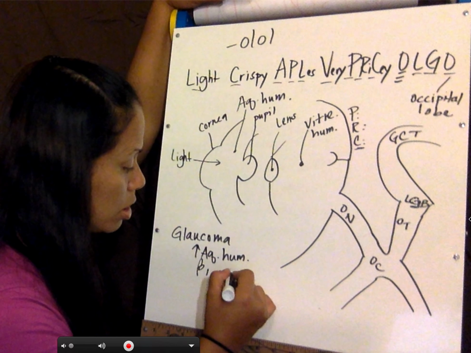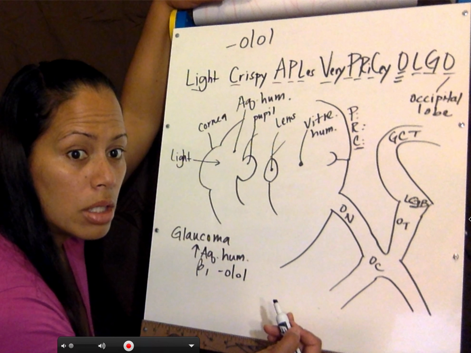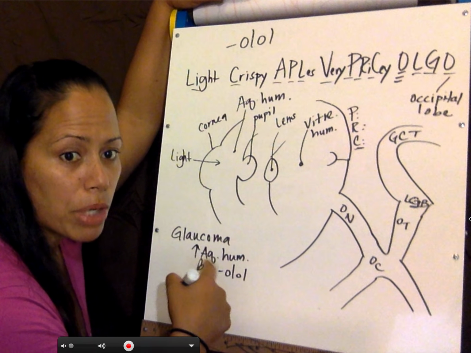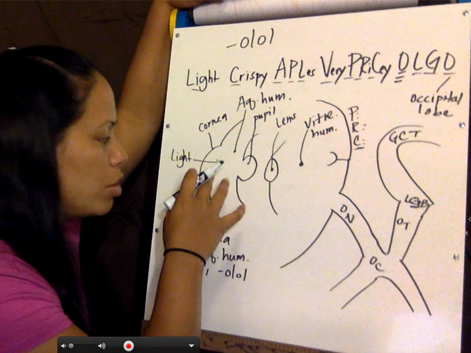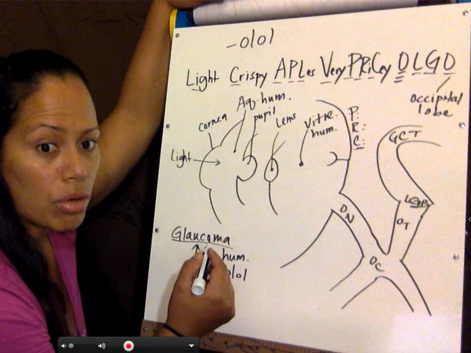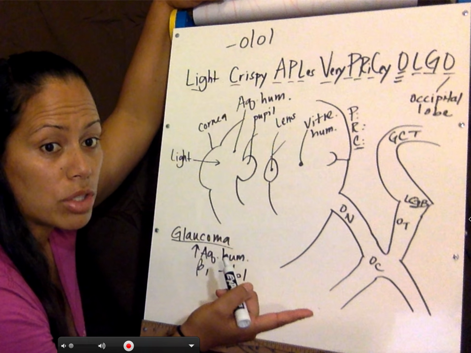Beta 1 blockers like timolol, right? Timolol blocks the production of aqueous humor and decreases the amount of pressure that's found in the eye because you decrease the amount of fluid that's in the eye. And that is one way that you can treat glaucoma. So what is glaucoma? Too much aqueous humor in the eye.